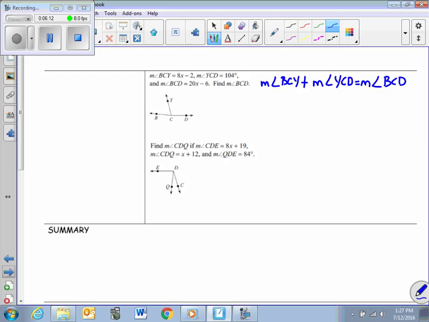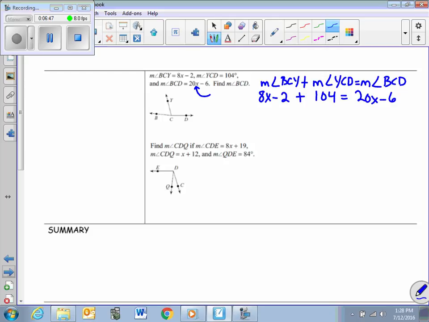All right, so what are we given here? We're given the measure of BCY, so I'm going to plug that in. Good old substitution property. 8x minus 2 plus the measure of angle YCD is 104. And the measure of angle BCD is 20x minus 6. So I'm asked to find the measure of angle BCD. Well, how are we going to do that? Of course, we're going to have to solve for x, and then we're going to plug that value for x right in there so we can find out what the measure of angle BCD is.